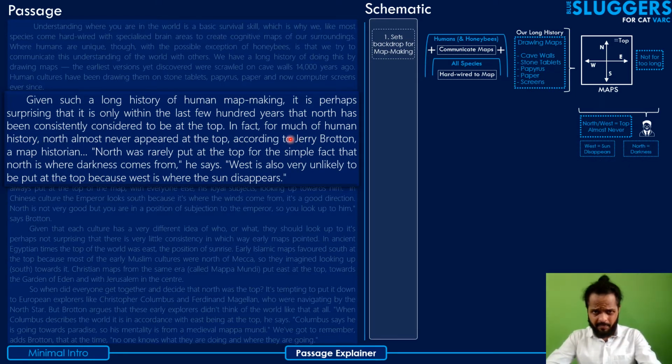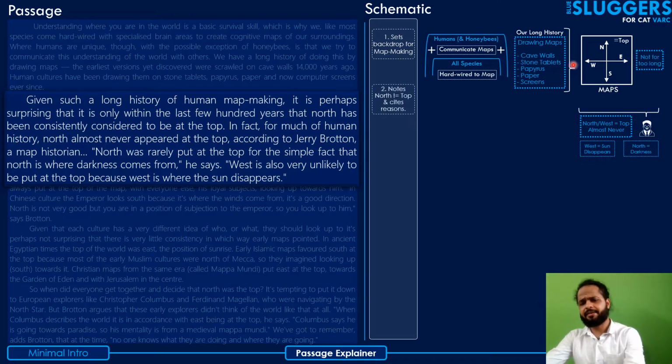Okay. And he also notes from the same expert that even west would be very unlikely to be put at the top, because again, west is where the sun disappears. So both these directions, north as well as west, had negative connotations associated with them, and hence they were usually not put at the top. He has provided the reason.